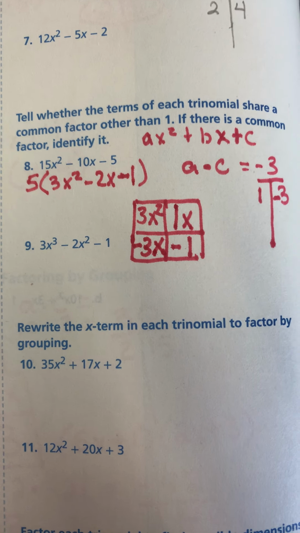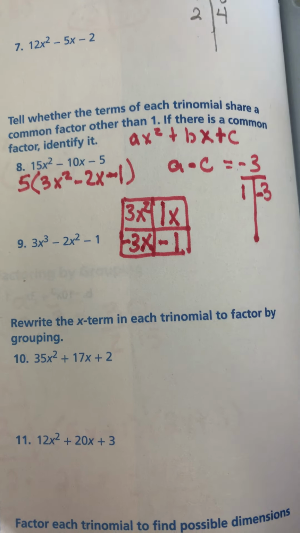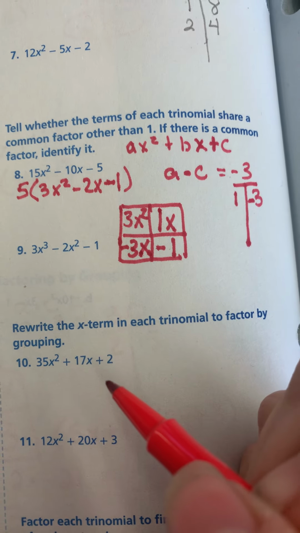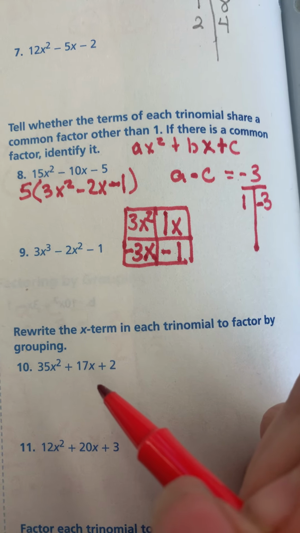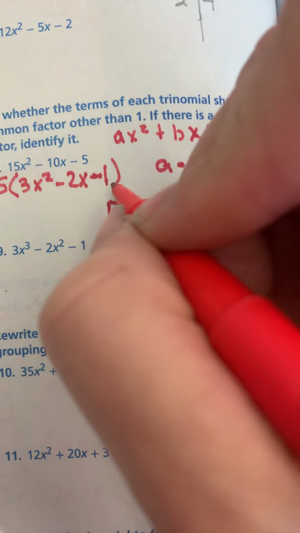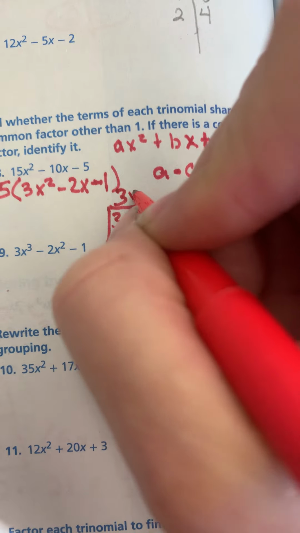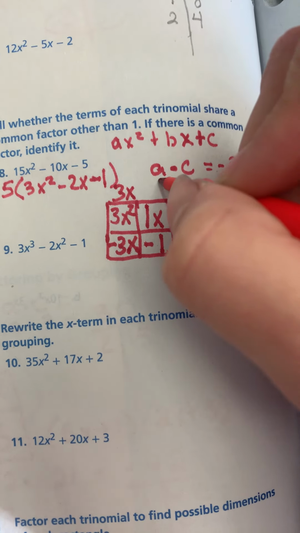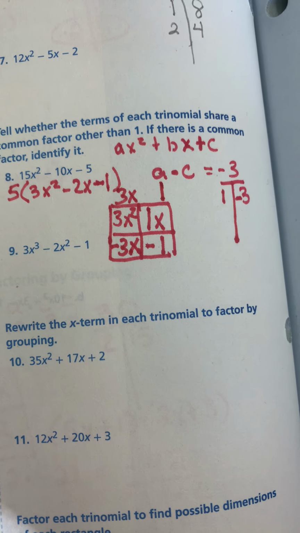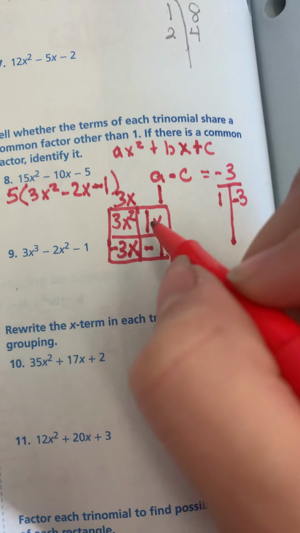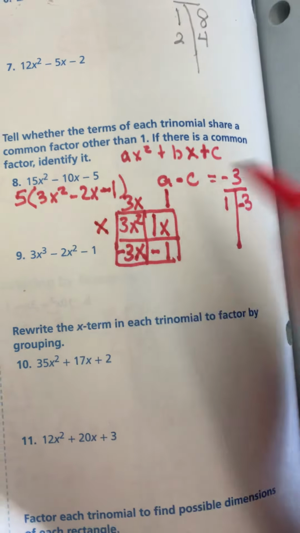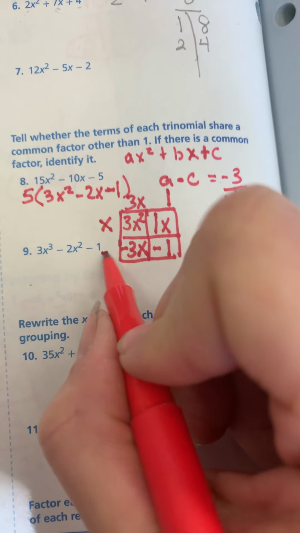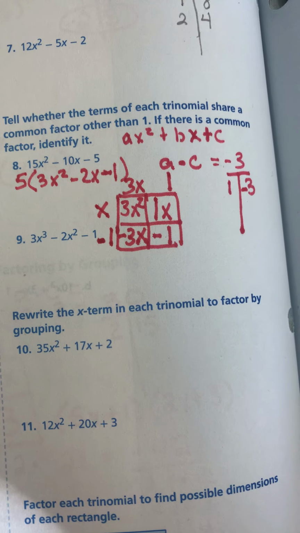And then you just take the factors of each of those. So what does 3x squared and negative 3x have in common? For this one, we can take out 3x. 1x and negative 1 just have a 1 in common. 3x squared and 1x are just x. And negative 3x and negative 1 is negative 1.